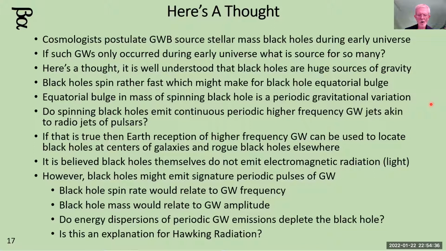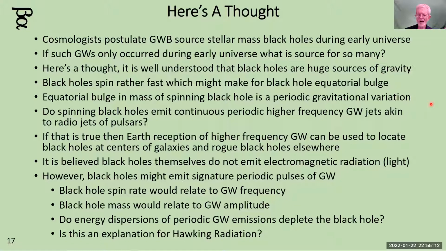And as to what would be the source of a gravitational wave background, where are all these sources of gravity waves coming from? The first thing that the cosmologists postulated was they're all stellar mass black holes that collided, turned on, whatever, during the early universe. Okay, pause for a second. If such gravity waves only occurred during the early universe, what is the current source for so many of them?